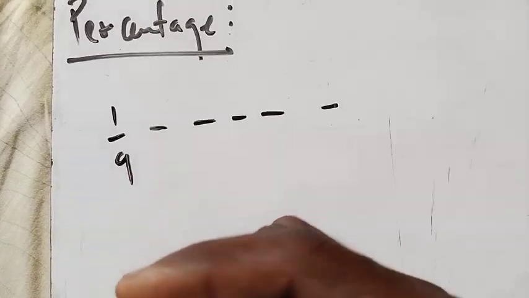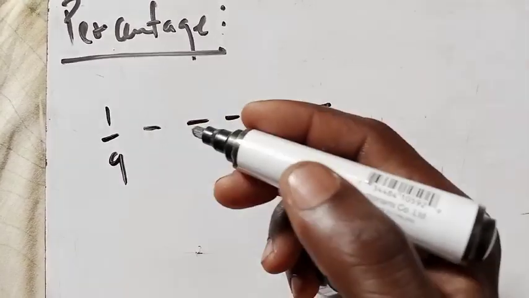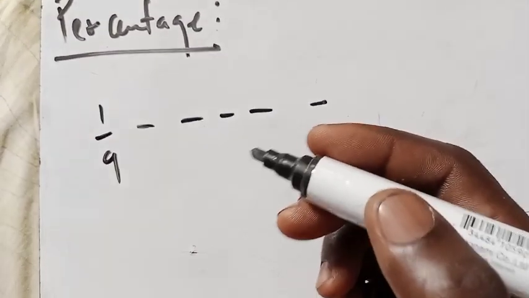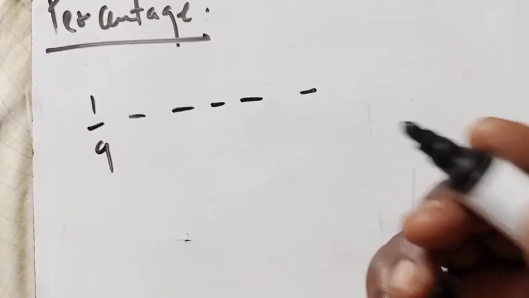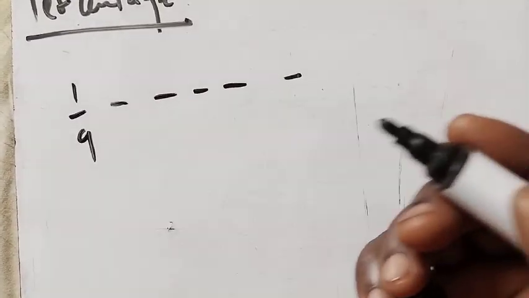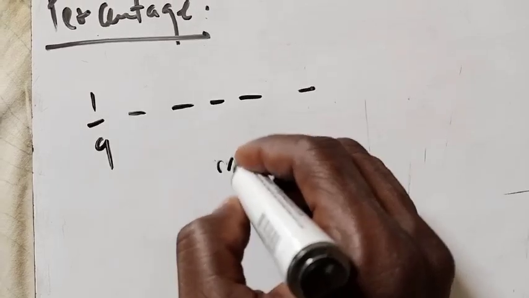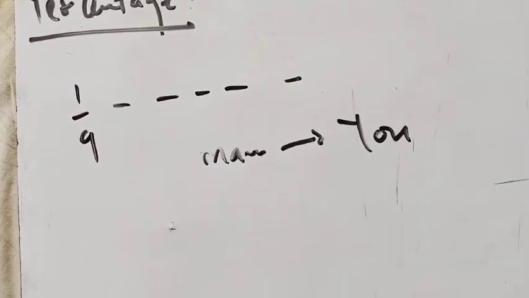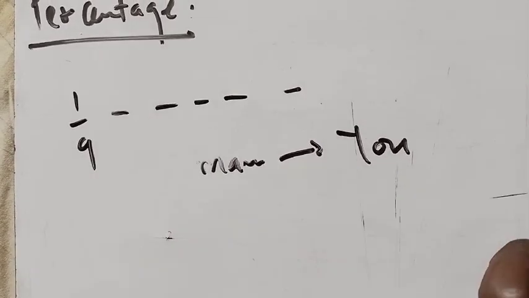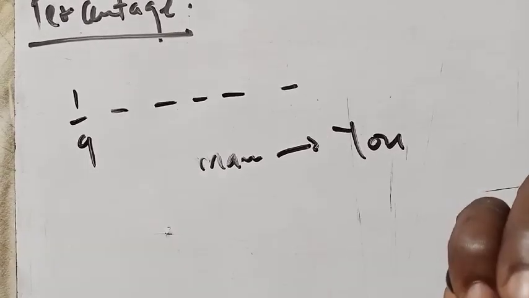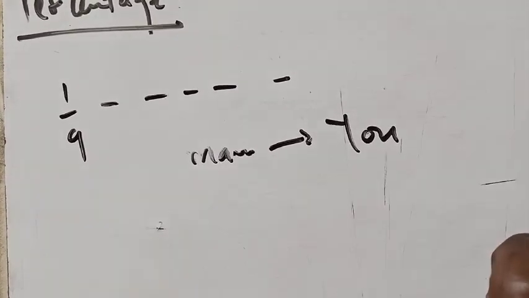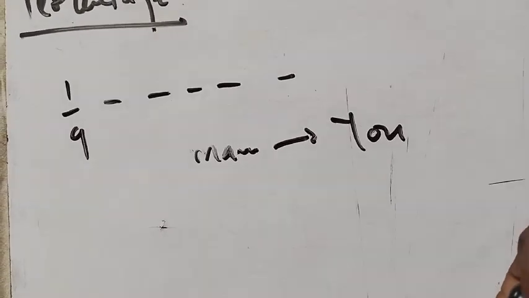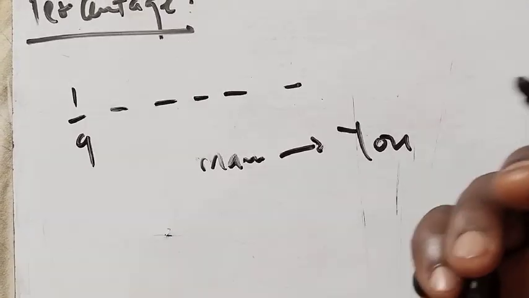And two, always make sure that you involve yourself in the problem that you are solving. For instance, this question says a man spent 1/9 of his monthly salary on rent. So you can replace that man in the sentence with you, so that you can see exactly what is happening. The sentence goes like this: you spend 1/9 of your monthly salary on rent. Of course, you don't know your monthly salary.